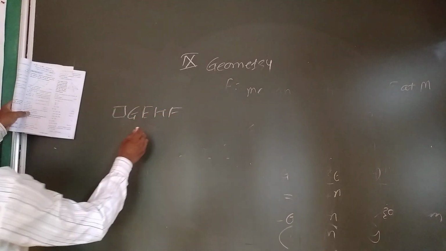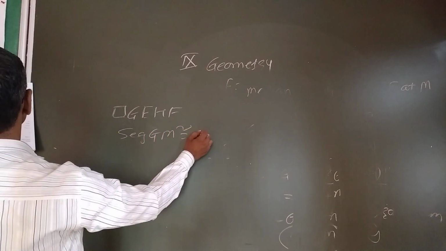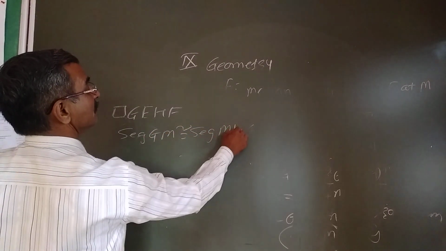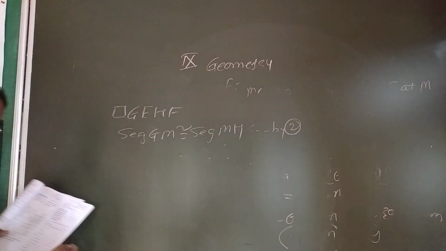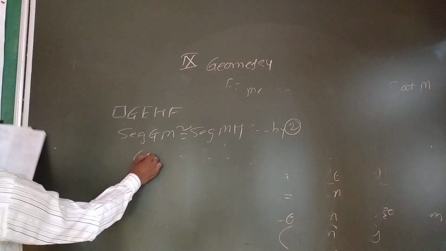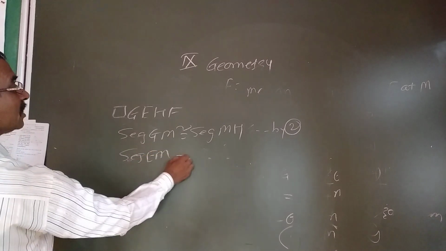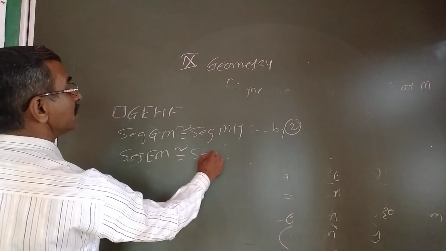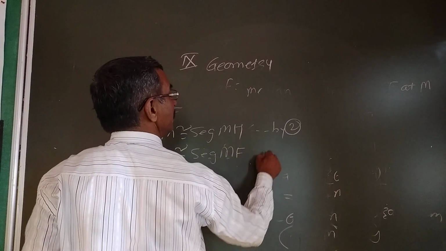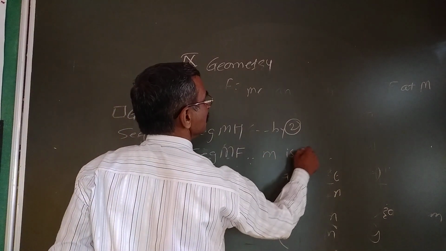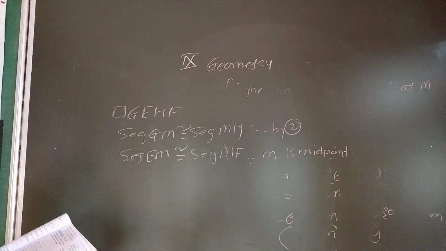Then in quadrilateral DGHF, segment GM is congruent with segment MH by equation number 2. Also, segment EM is congruent with segment MF, because M is the midpoint. The reason is that M is the midpoint. So in this quadrilateral, we get two sides that are congruent.